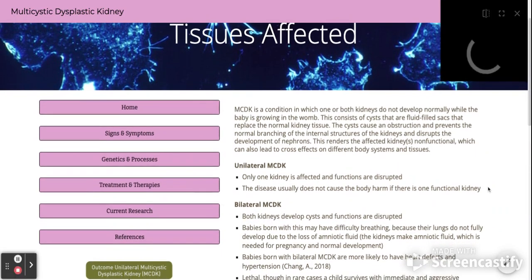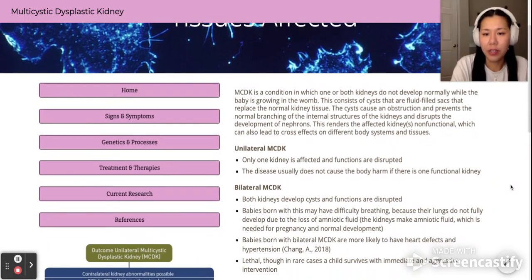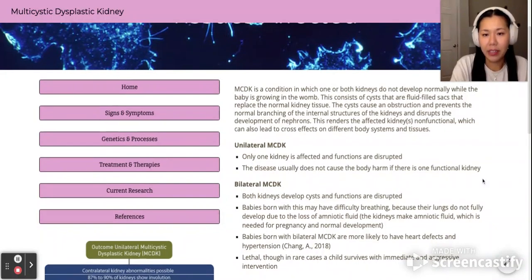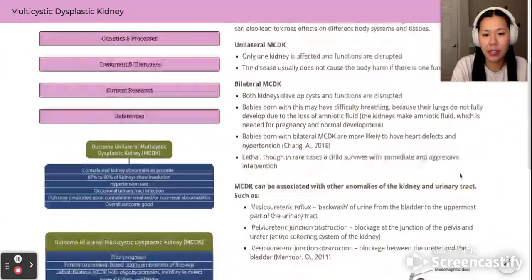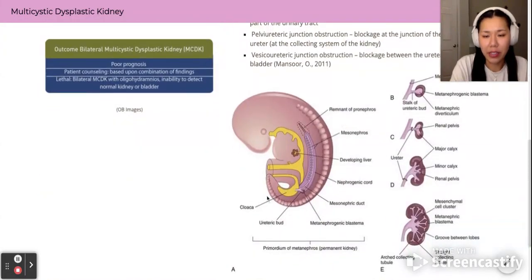So it's a condition in which one or both kidneys do not develop normally while the baby is still growing in the womb, because of those cysts, which disrupt the development of the nephrons. Here I included this developmental stage from A to E of the kidney, as well as certain structures that are important. In MCDK, the nephrons in the collecting ducts do not form properly, and with the undifferentiated epithelium, the primitive duct is surrounded by fibromuscular connective tissue.